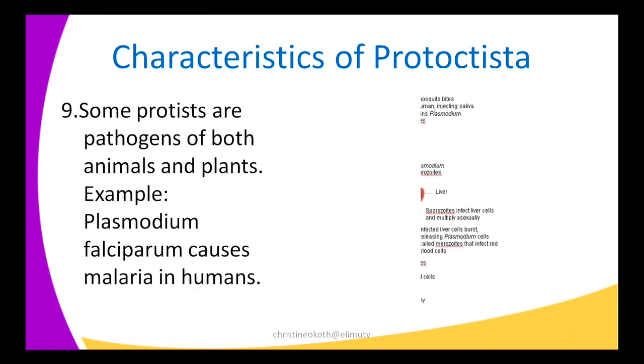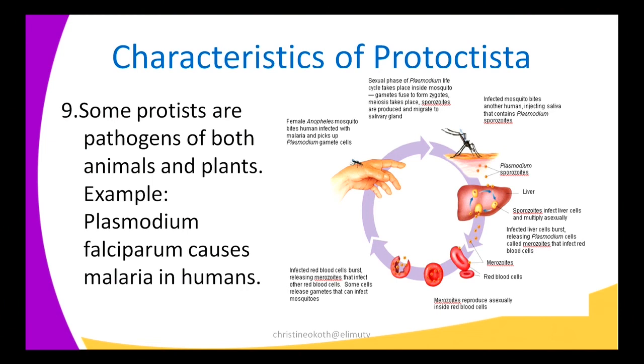The other characteristic of Protoctista is that some of them are pathogens of both animals and plants. It means that they cause diseases or they are harmful while present in the bodies of either animals or plants. For example, we have Plasmodium falciparum, which causes malaria in humans.